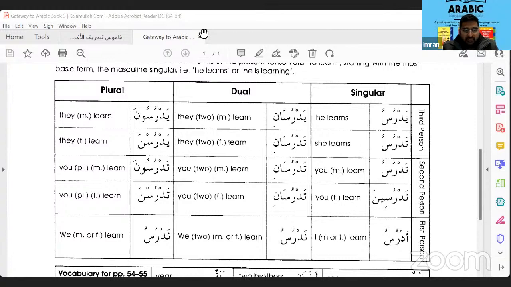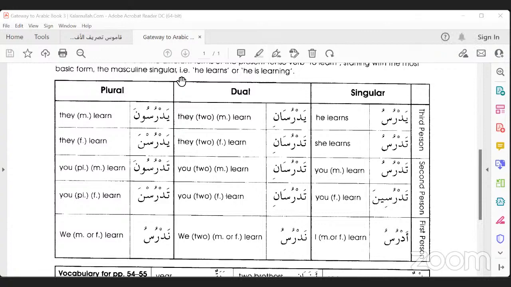Does that help as a way of teaching? Yes, I understand. I have a question, please. Yes, go ahead. What is the second person? I mean, you are Mukhatib, so you are first person. No.